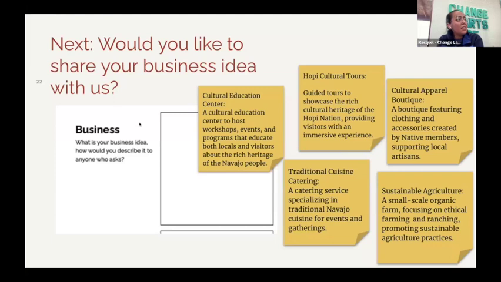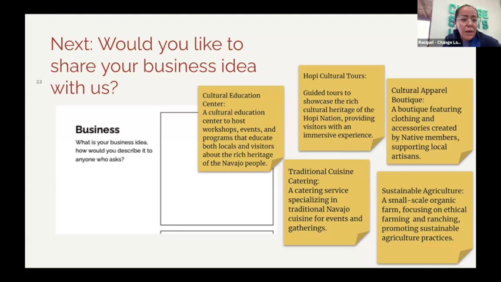The next, these are some ideas that I pulled from AI actually. I asked AI to give me ideas on what a business idea is that's operating on either the Hopi or Navajo Nation. So it gave me these really great examples. Some of them sound really familiar. So for example, the Cultural Education Center.